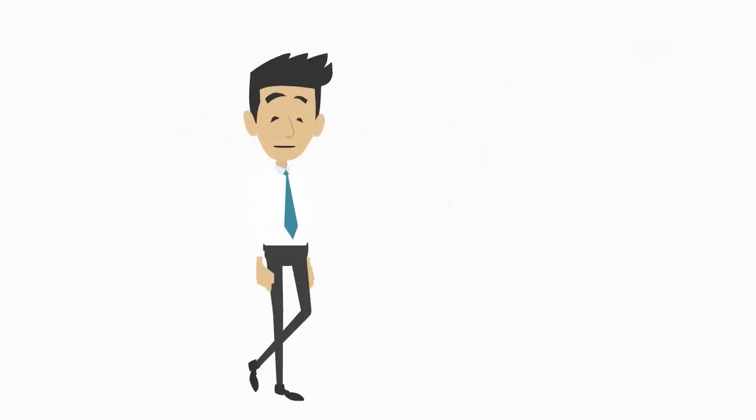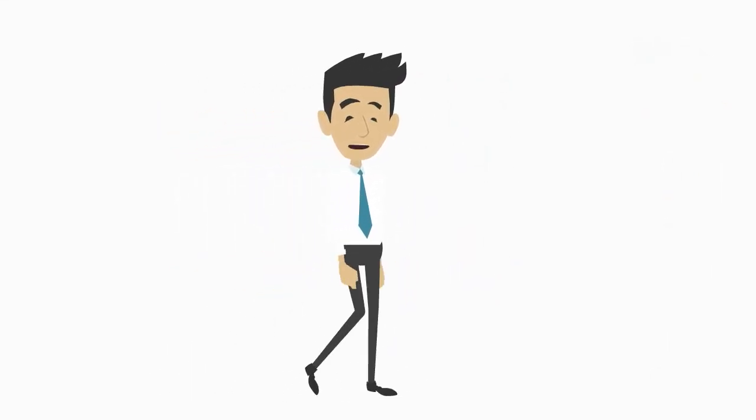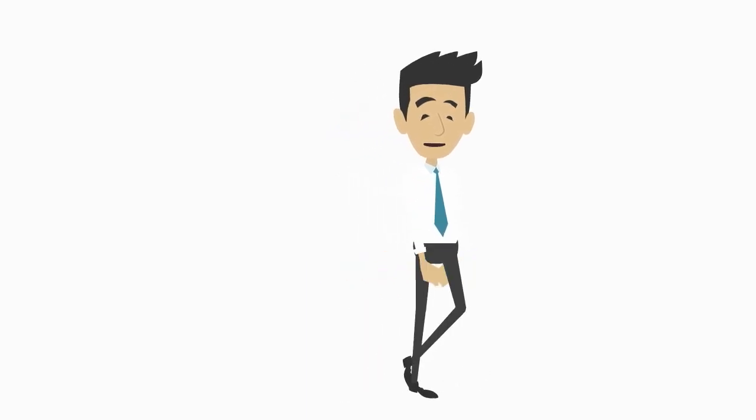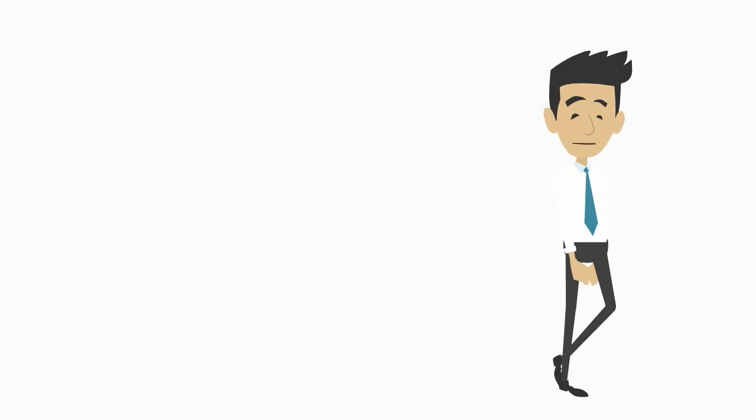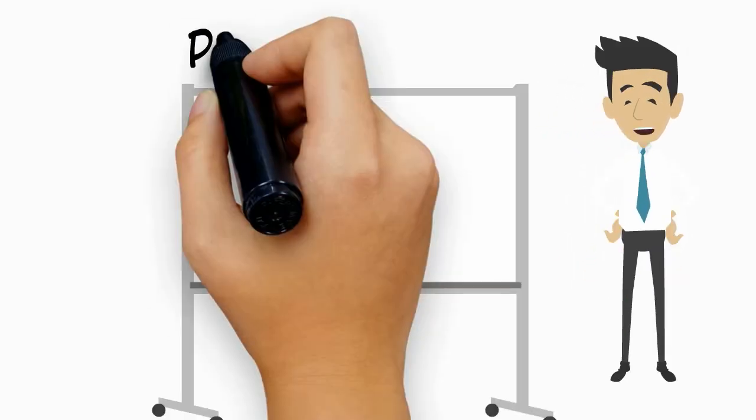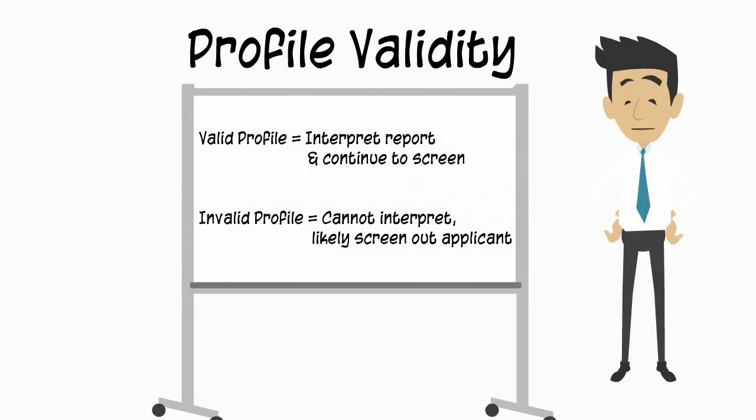I hope that our time together has been helpful in helping you understand profile validity a little bit better. Before we say our goodbyes, I want to just quickly review the concepts. So let's quickly review. We have a valid profile or an invalid profile. Valid profile meaning that they're representing themselves accurately and we can interpret the report. Invalid profile, they did not give you a true representation of who they are, and we recommend screening them out.